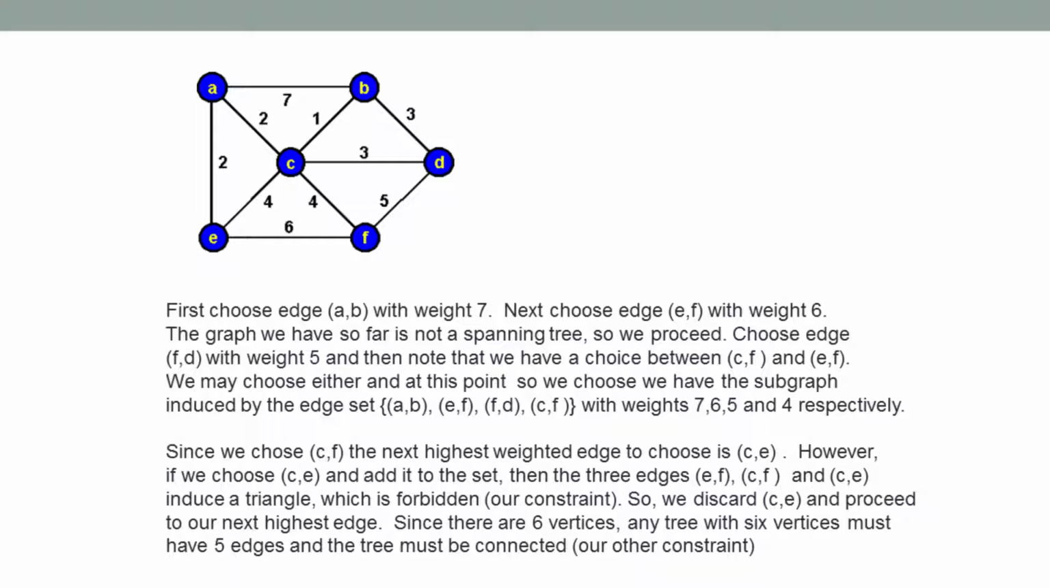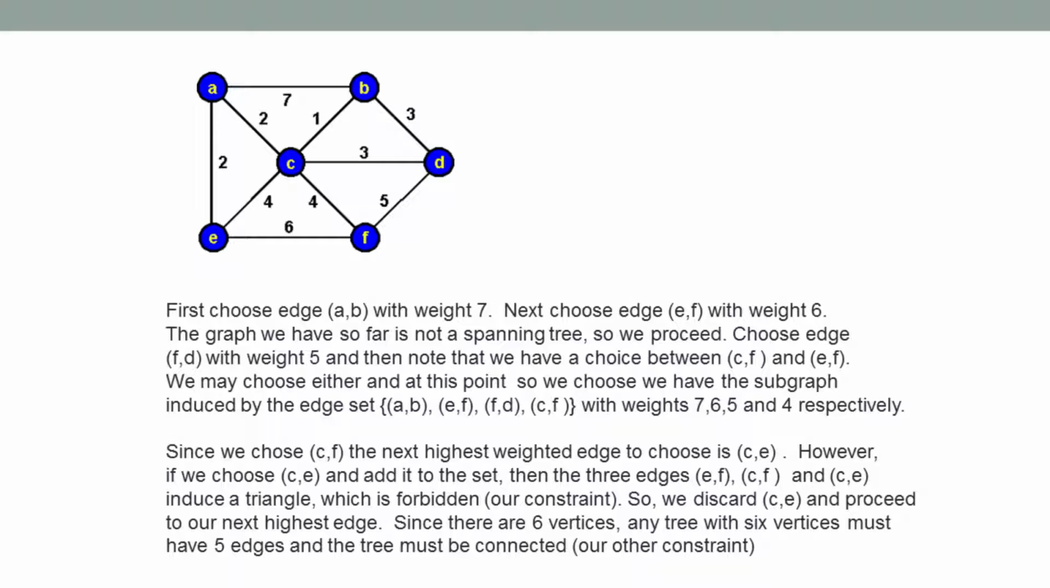Now, after choosing those 3 edges, we have a choice. The next largest or heaviest weight is 4, and we have 2 edges, EC and FC. We can choose either one. So let's suppose that we choose FC or CF. So now we have 4 edges with weight 7, 6, 5, and 4.